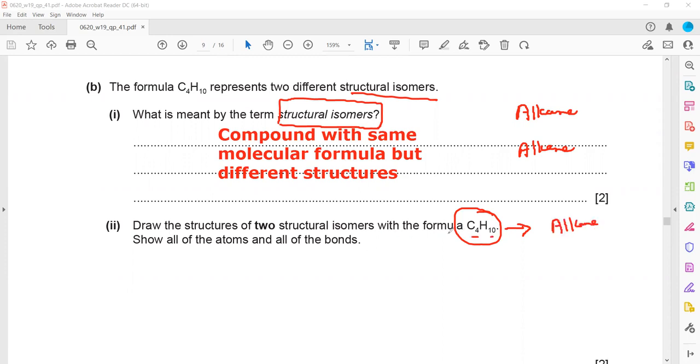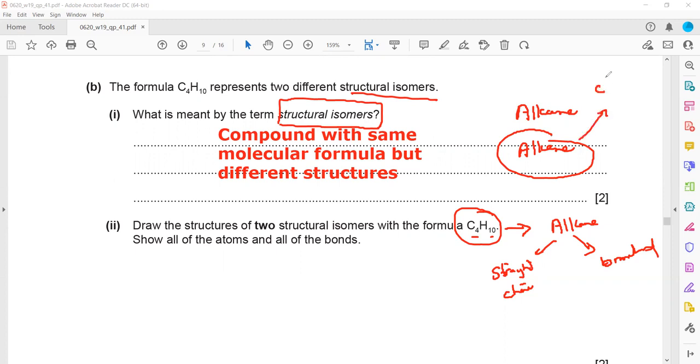So whenever you draw the isomers of an alkane, we try to draw in two ways. First one, we draw a straight chain, and the second one, we make a branch. But when we are drawing the isomers of an alkene, then there are three possibilities.